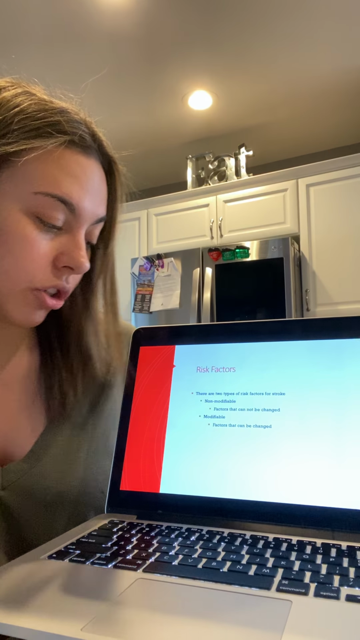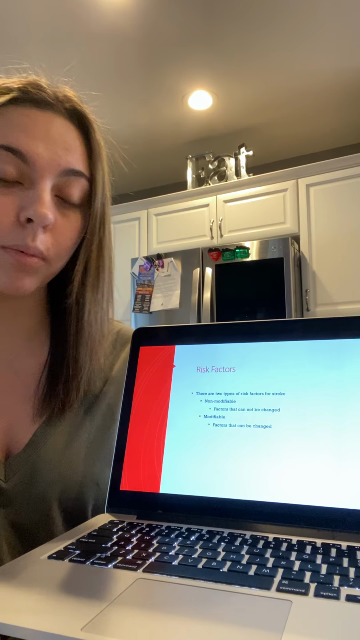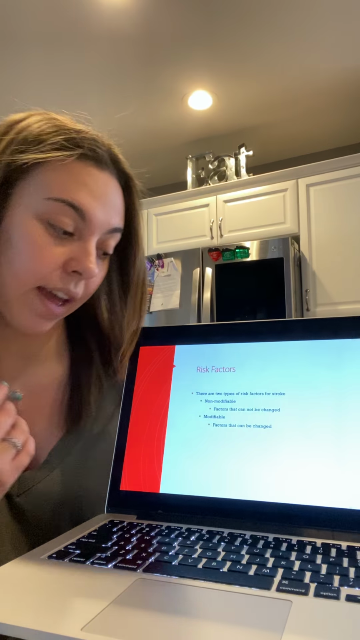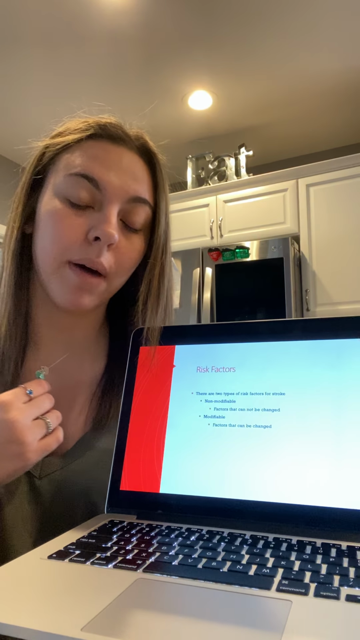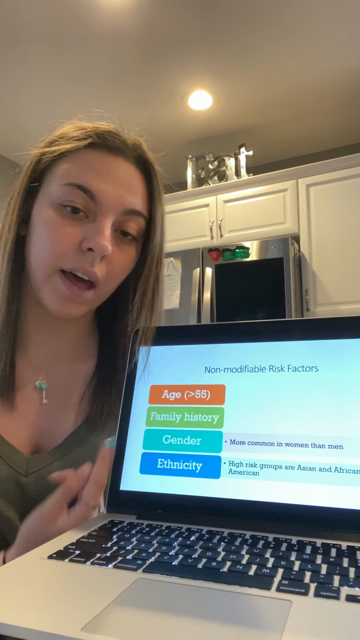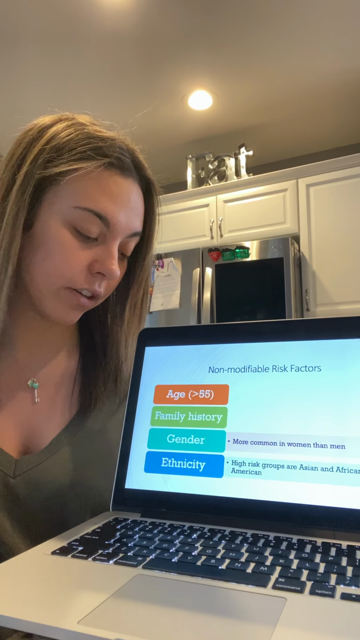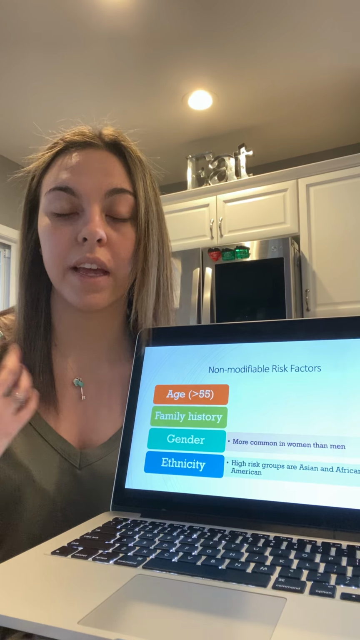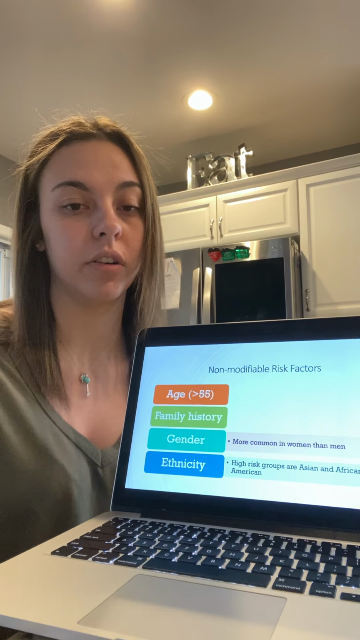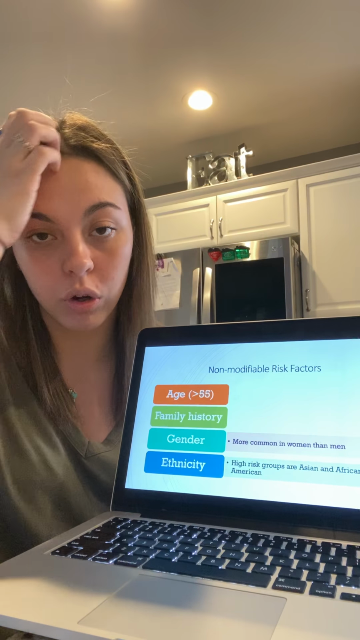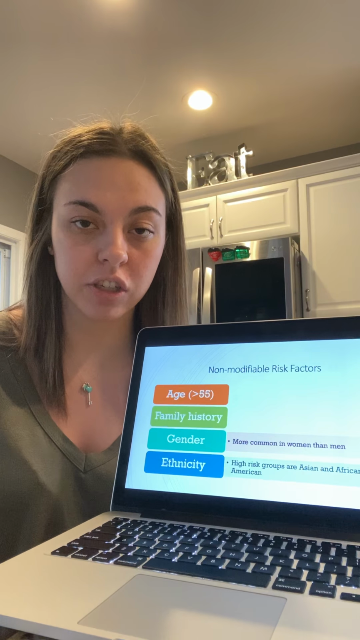So risk factors of a stroke. There are two types of risk factors. There's modifiable and non-modifiable. For non-modifiable, it's a factor that cannot be changed, and modifiable is a risk factor that can be changed. So going over non-modifiable risk factors: age, above 70 or above 55 years old. A person can't change how old they are, so that makes it classified under non-modifiable. But the older you get, the more likely you are to have a stroke, unless, again, it is one of those hemorrhagic strokes.